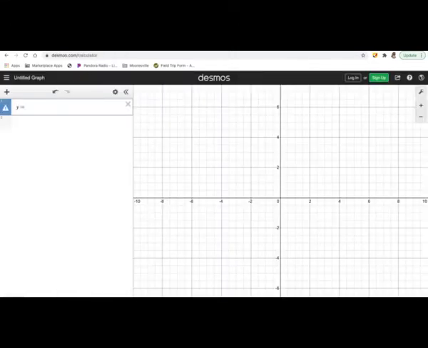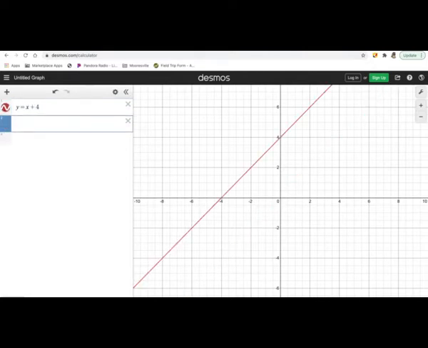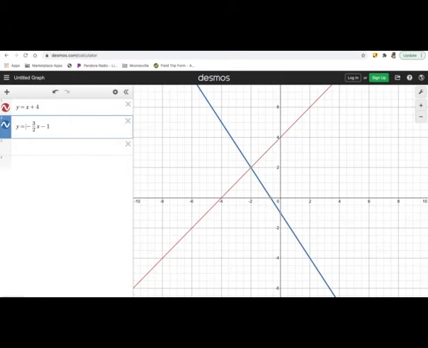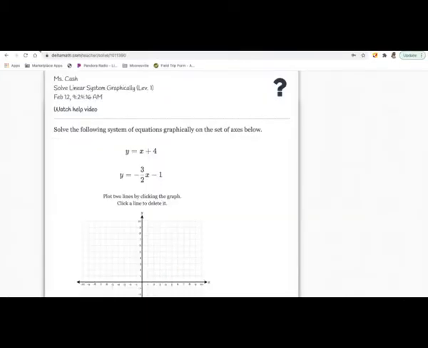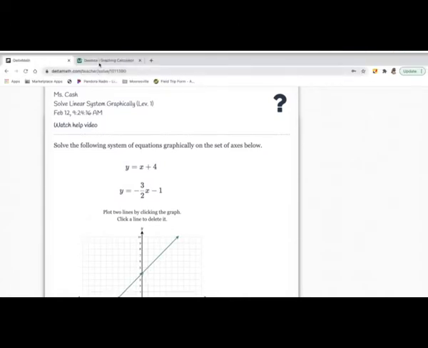So y equals x plus 4 is my first one, and that one's in red. My second one is y equals negative 3/2 x minus 1. And so here they are. Now, notice, and this is where we're having some trouble. If you look at this red line, well, that red line crosses the x-axis at negative 4, 0, and it crosses the y-axis at 0, 4. So that one's easy. I can go back here to Delta Math, and I can graph that one at negative 4, 0 and 0, 4. There's that line. But where we're having some difficulty is going to the other line.